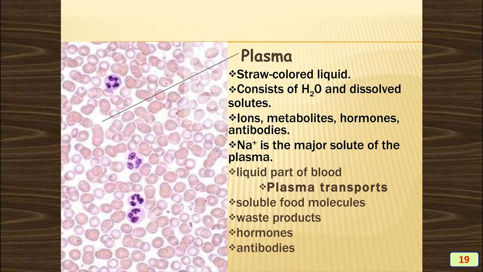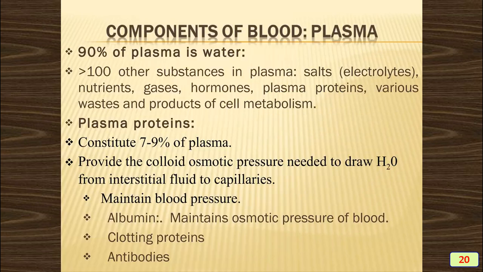And plasma is a colored liquid consisting of H2O as the water and dissolved solutes. Many types of solutes are there, and ions, metabolites, hormones, antibodies. All these are natural components of the blood, and sodium is the major solute of the plasma. The liquid part of the blood is also called the plasma transport system, and it carries waste products, hormones, and also antibodies.